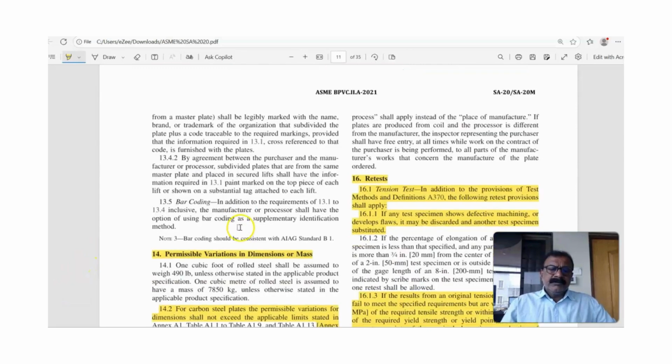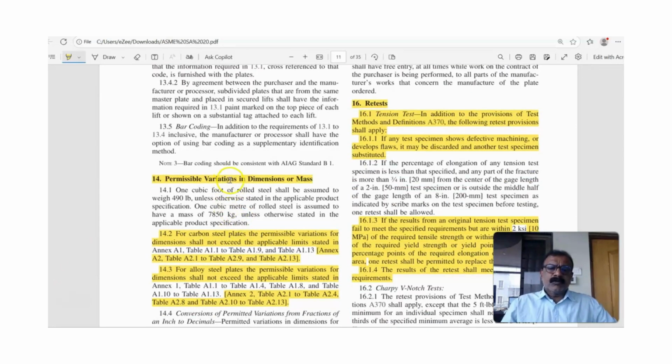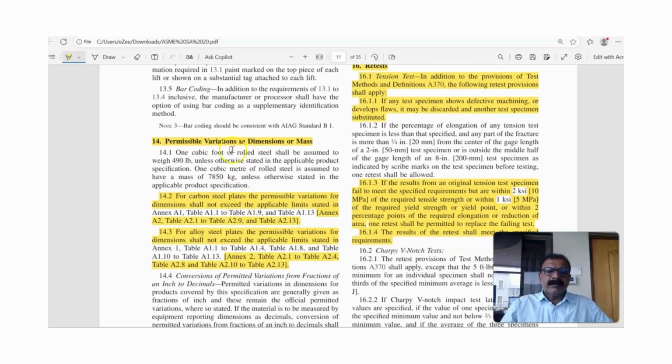Then next is permissible variation, that is tolerance in the dimensions or mass. Mass we don't worry about much. We'll see the tolerance for the dimensions. For carbon steel plates, the permissible variation for dimension shall not exceed the applicable limit stated in these tables. The tables are in annexure A2, table numbers A2.1 to A2.9, and table 213 also. And for alloy steel plate, in the same annexure 2, starting from A2.1.